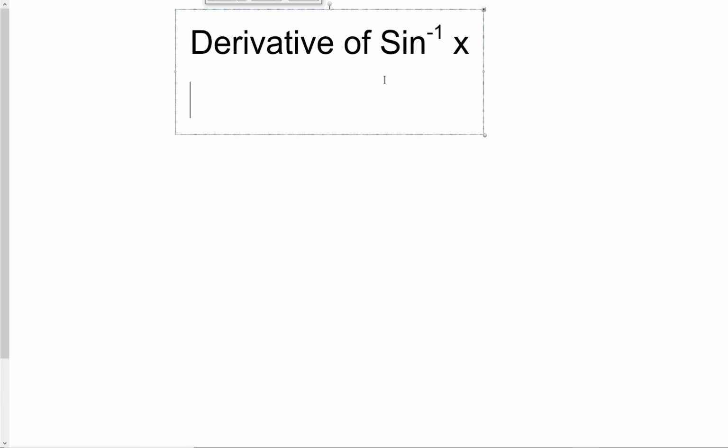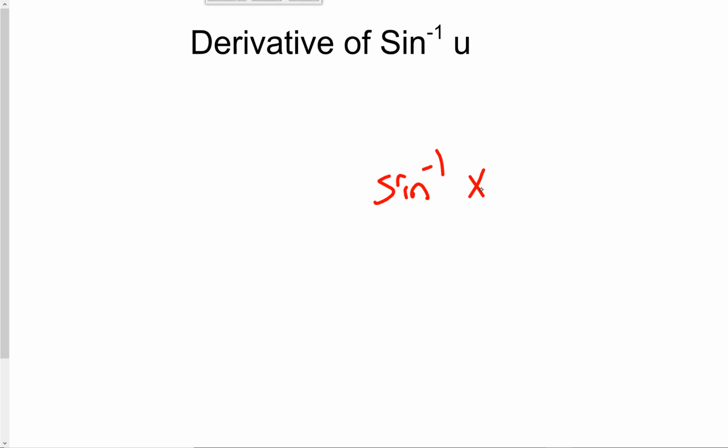All right, let's go ahead and look at the derivative of sine inverse of x. Really, we could do this just as a u, right? Because you're not always going to find the derivative of sine inverse of x. So the sine inverse of x is basically of an angle. So the derivative of sine inverse of x is 1 over square root of 1 minus x squared.